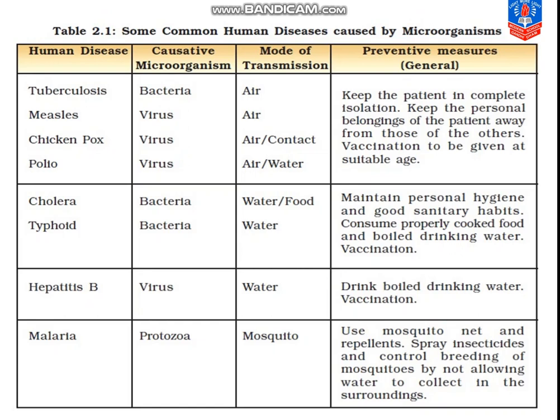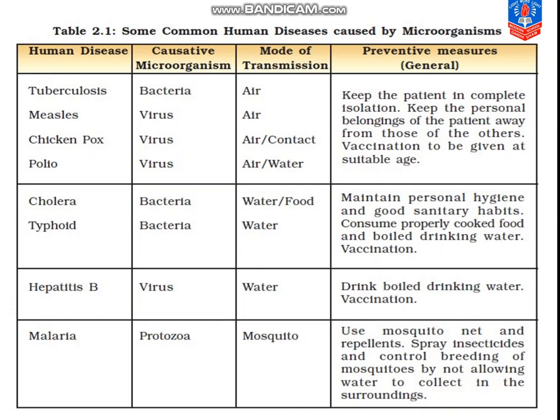Next are two diseases, cholera and typhoid. Both are bacterial diseases and they both are waterborne diseases. Mostly they are transmitted through water. So what should be the preventive measure? Maintain personal hygiene and good sanitary habits, consume properly cooked food, and boiled drinking water should be taken, and of course vaccination is a must.